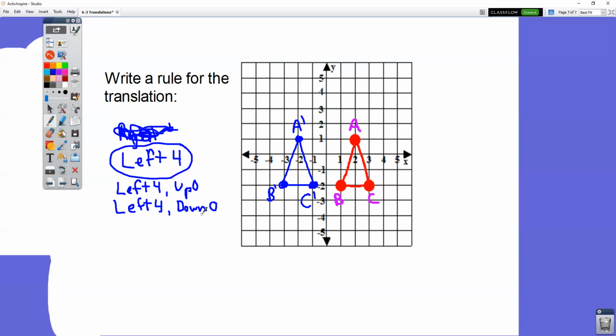I'm going to tell you the single biggest mistake that people make. Well, there's two of them. Two big mistakes that people make are mixing up their left and their right, or going from A prime to A instead of A to A prime. Those are two big mistakes.